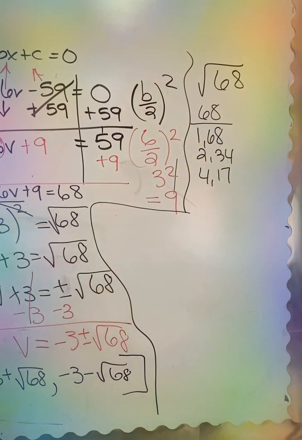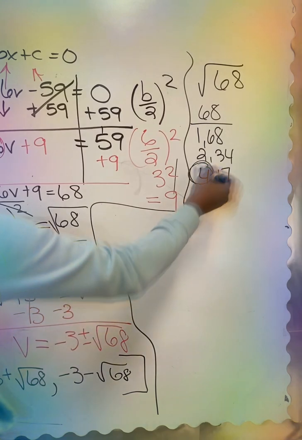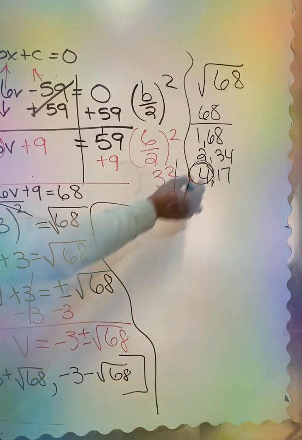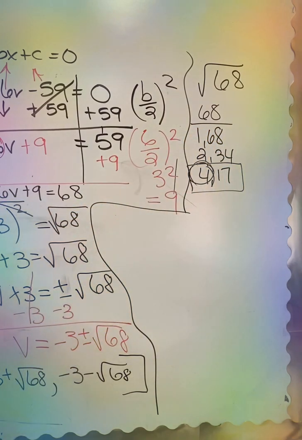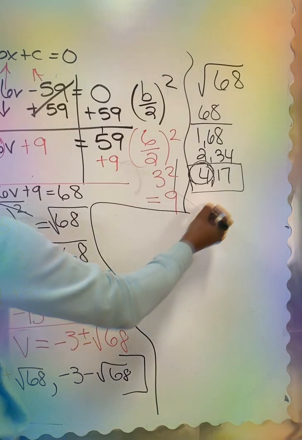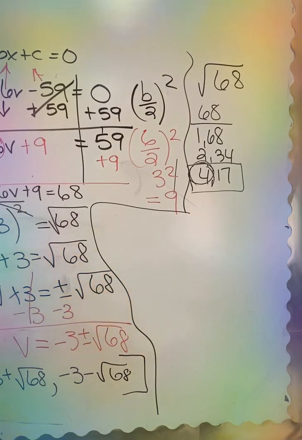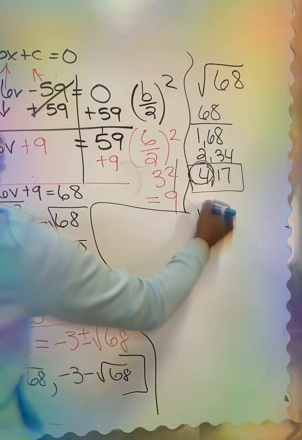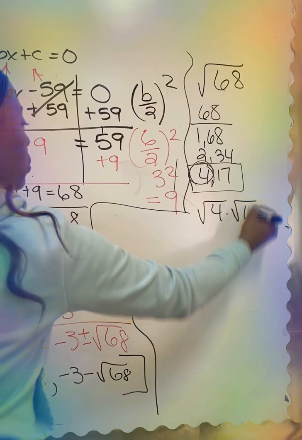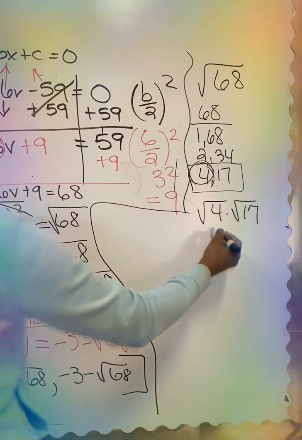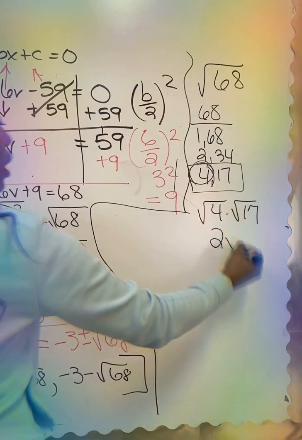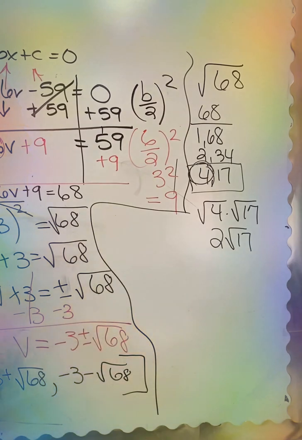So you have to ask yourself, of these factors, which one is a perfect square, and which one is the largest, in case you have more than one? It's going to be 4. That's the only perfect square that we have out of all of these factors. So we know that we're going to use 4 and 17. So the square root of 68 is going to be the square root of 4 times the square root of 17. All right, so when I simplify this, the square root of 4 is 2, and then the square root of 17 can no longer be simplified.